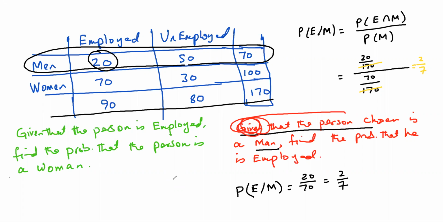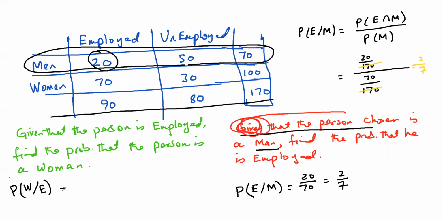You see, this is one of those topics where the students are always complaining, sir, conditional probability samajh nahi aayi. You see, first of all, you must learn how to write it down. You will be saying, okay, given that, after the slash, this comes given that wali condition. Given that the person is employed, find the probability that the person is a woman. So this is find the probability of choosing a woman given that she is employed.